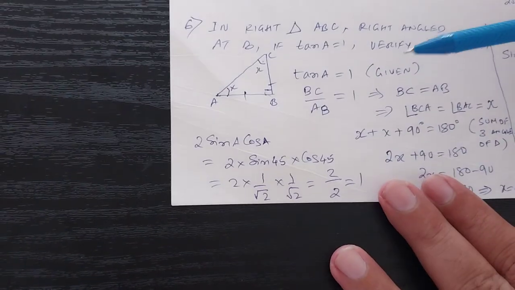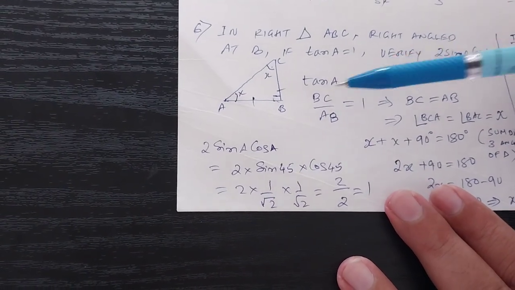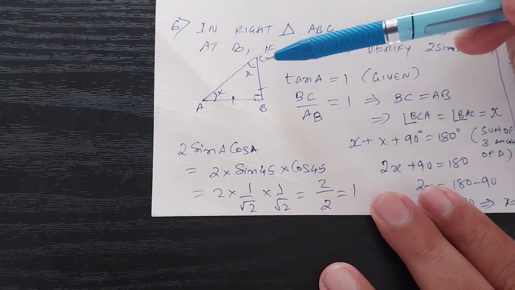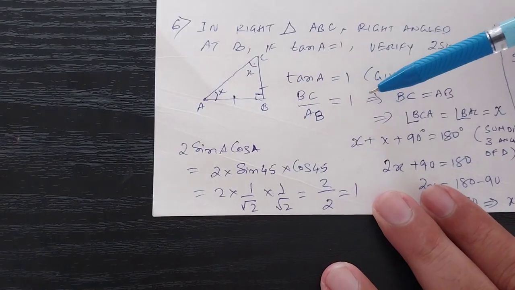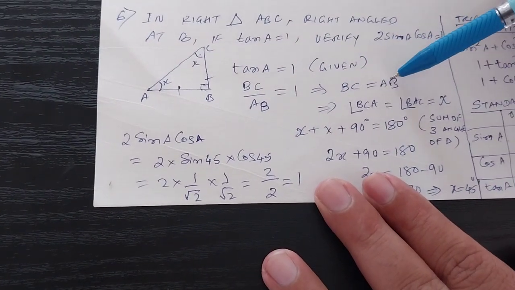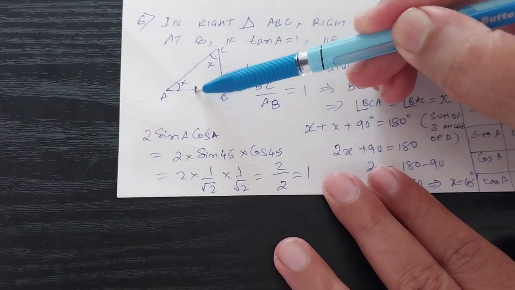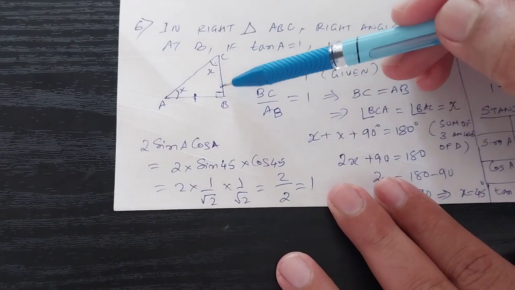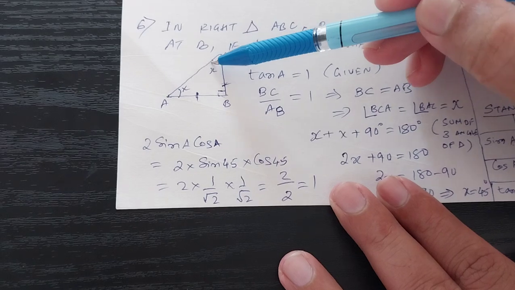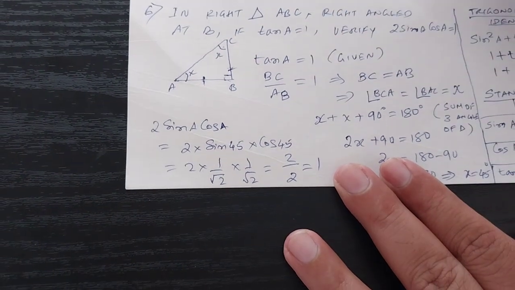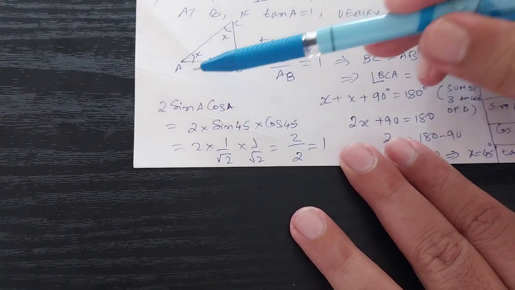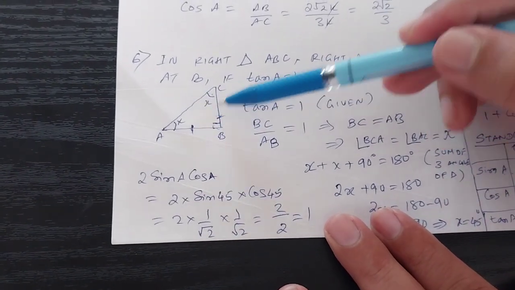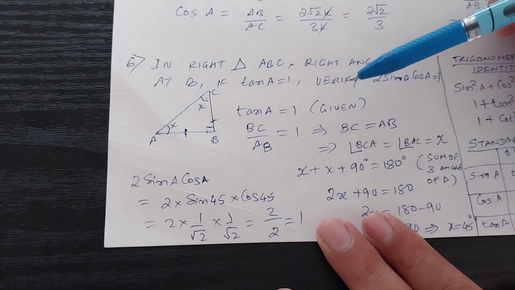In this problem they have said that tan A is 1. Tan A is opposite by adjacent, that is BC by AB. So BC by AB equal to 1, which means BC is equal to AB. So this side AB and this side BC are equal. If these two sides are equal, obviously the angles opposite to them will also be equal, because that's how triangles work.